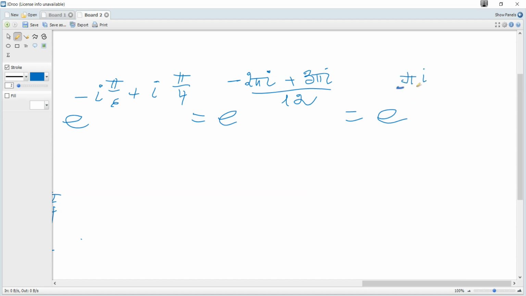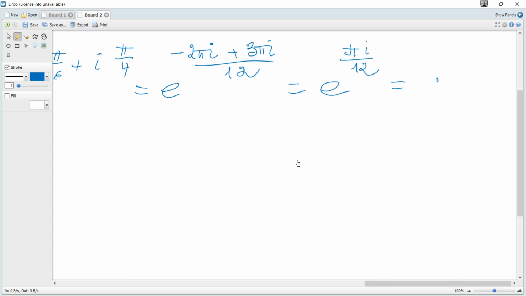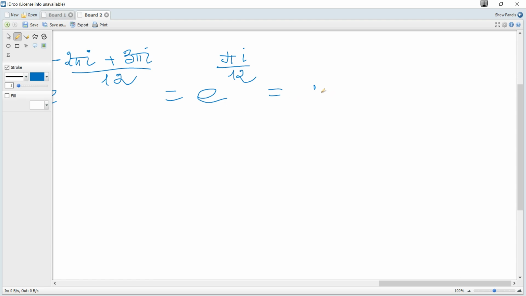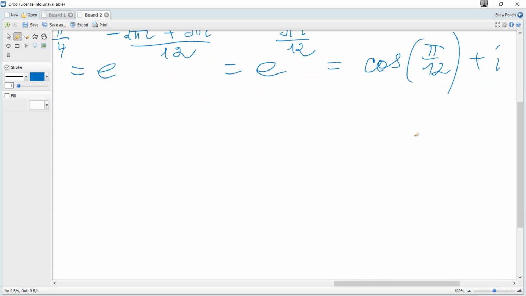Pi I over 12. And if we rewrite it again in the form r cos plus I sine, notice that the modulus is 1, so it becomes 1 times, and 1 is not required, so it's cos pi over 12 plus I sine pi over 12 as required.